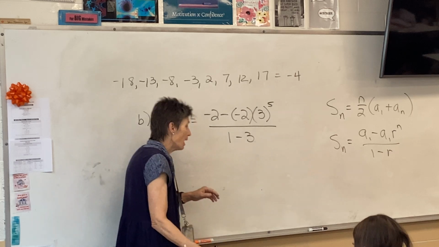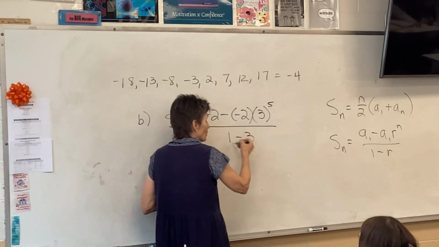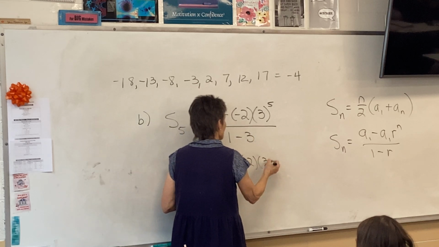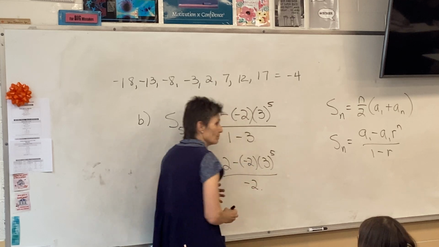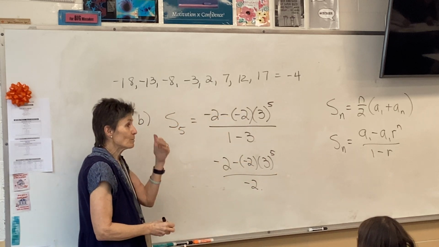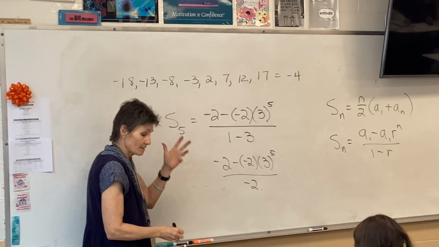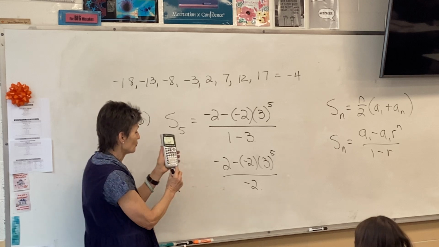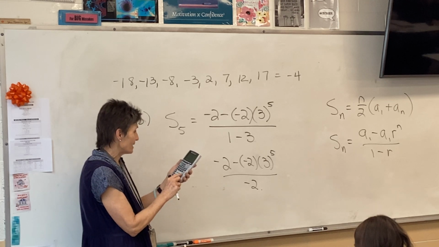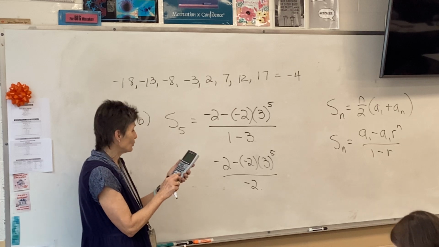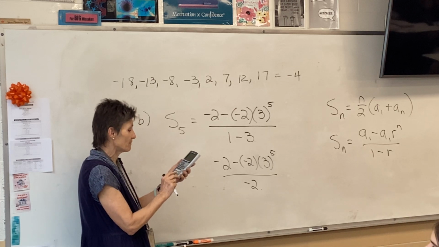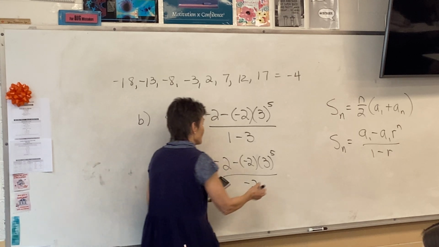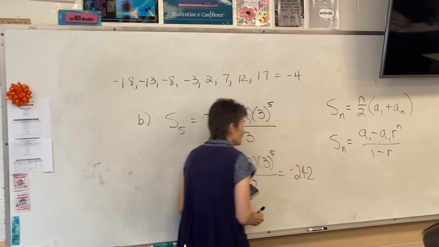Now, I always do this first, okay? So I have negative 2 minus negative 2 times 3 to the 5th over negative 2. If you do that first, then you can just type the problem in. You don't need to worry about parentheses and all that. So negative 2, make sure you're using your negative button, minus negative 2 times 3 to the 5th equals, divided by negative 2. Negative 242 is exactly right.